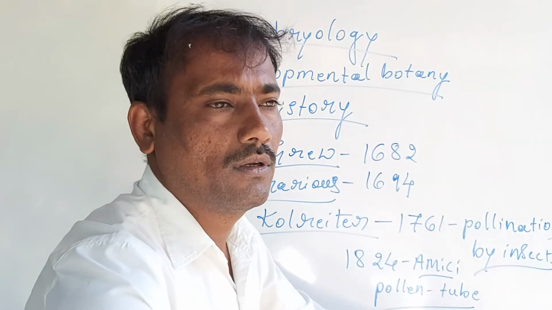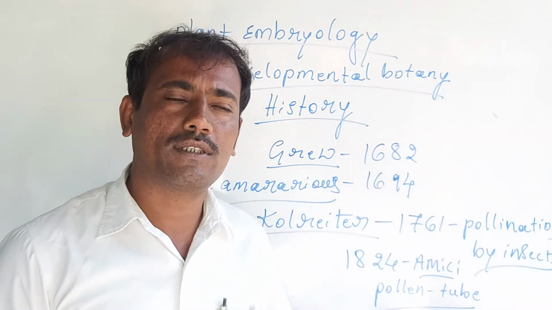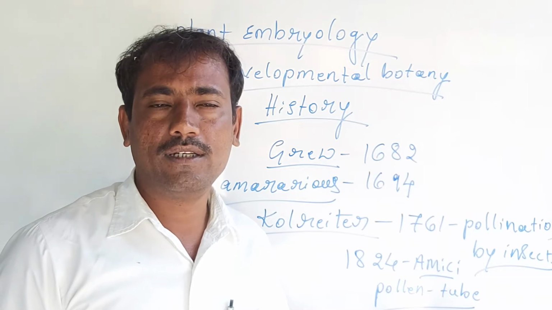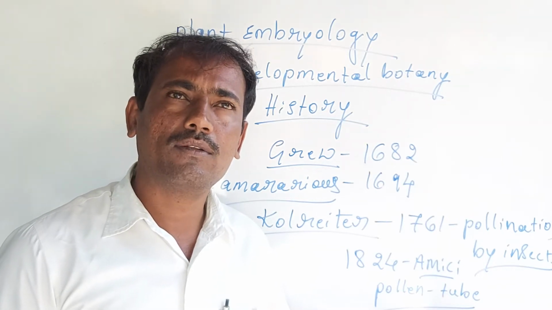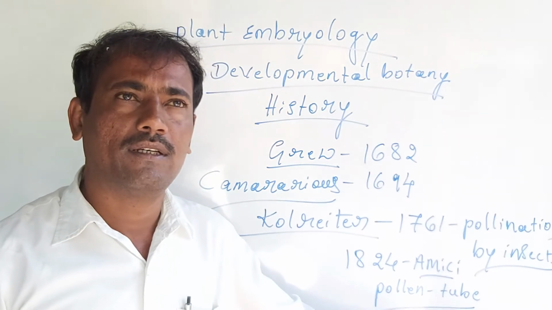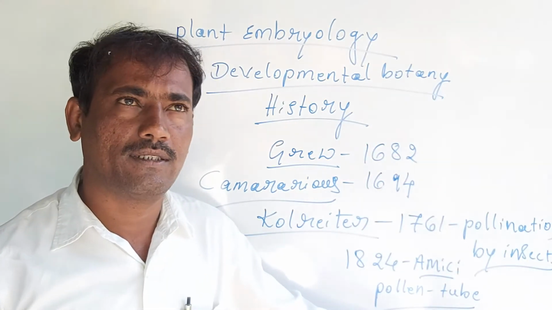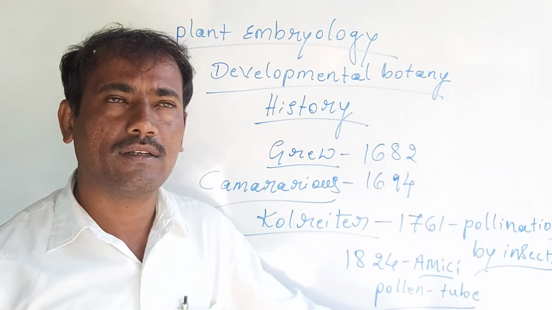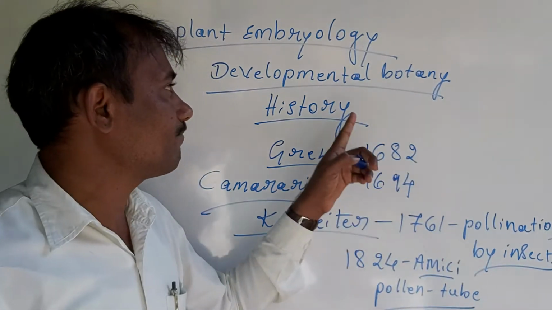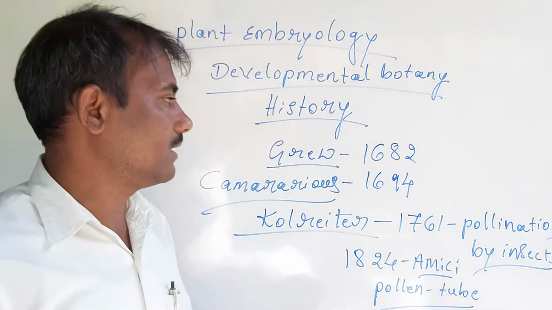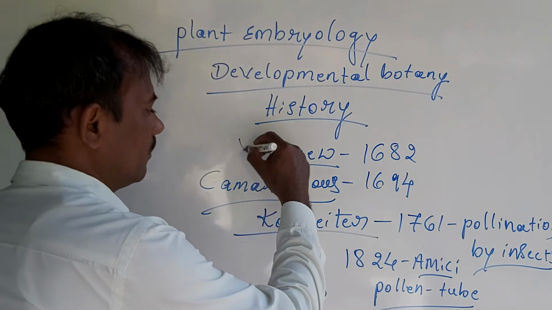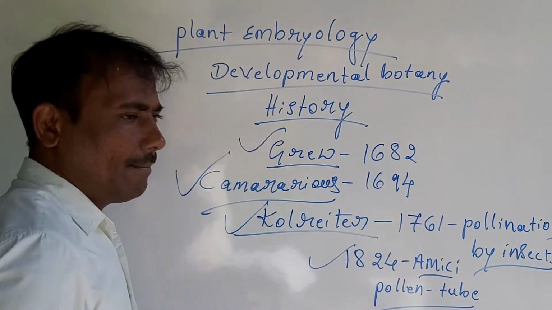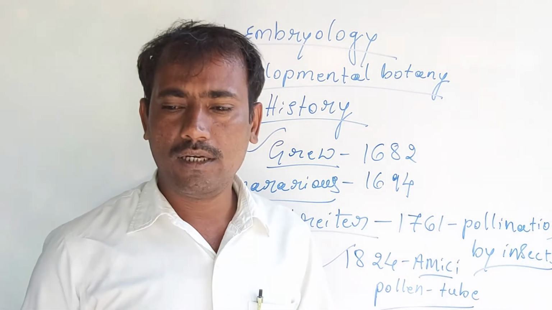So in this way, a number of embryologists or scientists have contributed and studied in a detailed way, and they have also published their findings in different plants. They have contributed a lot to the understanding of embryology itself. After Grew, Camerarius, Kölreuter, and Amici, a number of embryologists followed.